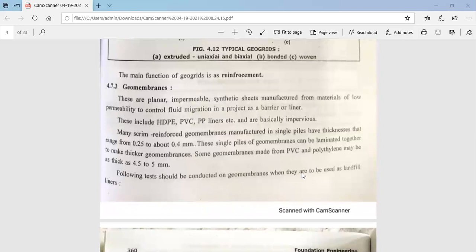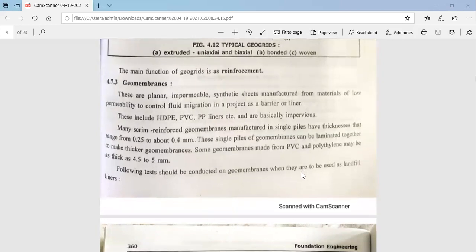They are basically impervious. Many scrim-reinforced geomembranes manufactured as single plies have a thickness that ranges from 0.25 to about 0.4 mm. These single plies of geomembranes can be laminated together to make a thicker geomembrane. Some geomembranes made from PVC and polyethylene may be as thick as 4.5 to 5 mm.